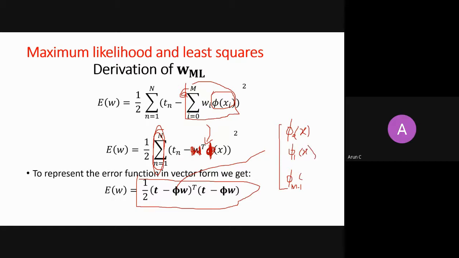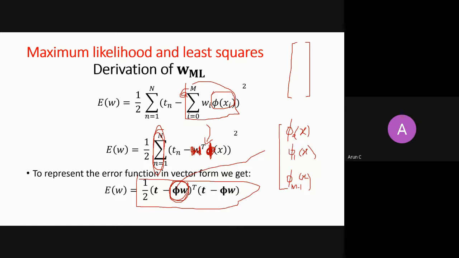So every time you feed your x to it, what will it give you? It will give you a vector of your values on the line for every x. So if you have 10 x, right, this phi x, oh, this is the same design matrix which I told you about in the previous slide.